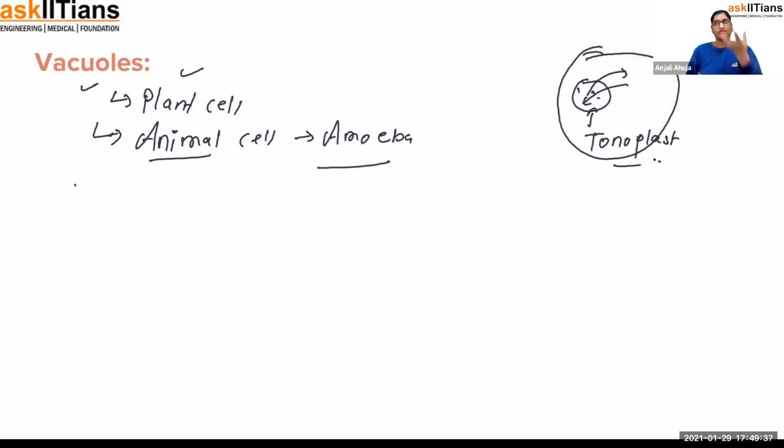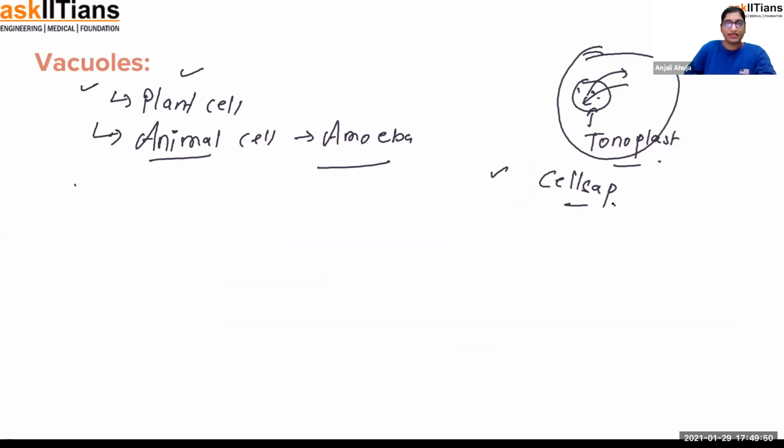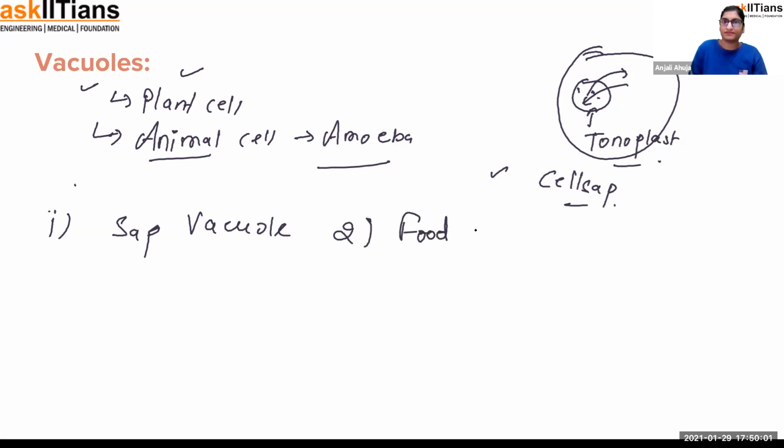Okay, so the vacuole, having the fluid inside, that fluid is known as cell sap. Now talking about the types of vacuole, let me see if on the next screen I have written it. No. Vacuole is mainly of three types. One is known as sap vacuole. Second is known as food vacuole. And the third one is known as contractile vacuole.